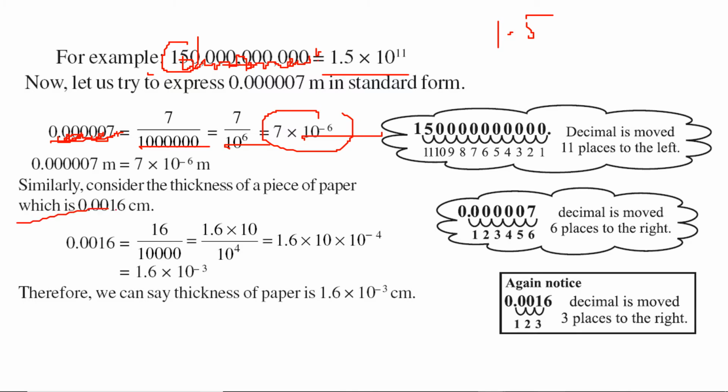Similarly, 0.0016. So the dot is here. I have to bring this dot from this point to this point. So there will be around 3 shifting. So 10 to the power minus 3 on the right hand side. So if the decimal is moved any places to the left, we have to take the positive number, and if the decimal is moved any places to the right, we will take the negative number like this.